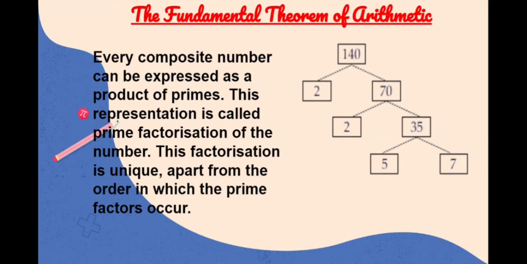When we divide 140 by 2, it will become 70. When we divide 70 by 2, it will become 35. When we divide 35 by 5, it will become 7. So 140 is equal to 2 square into 5 into 7.